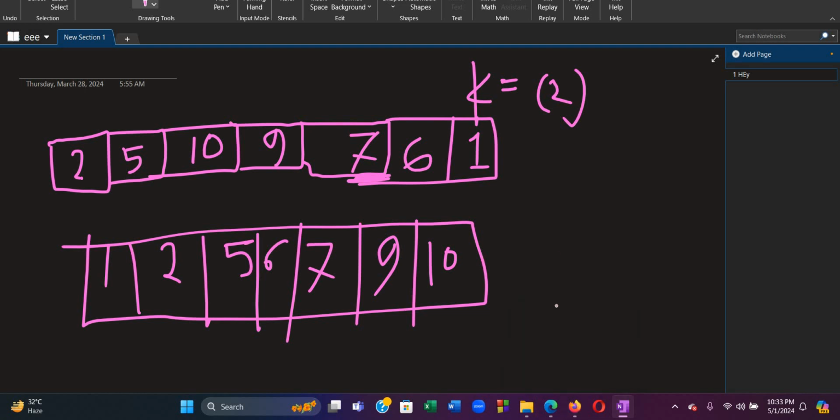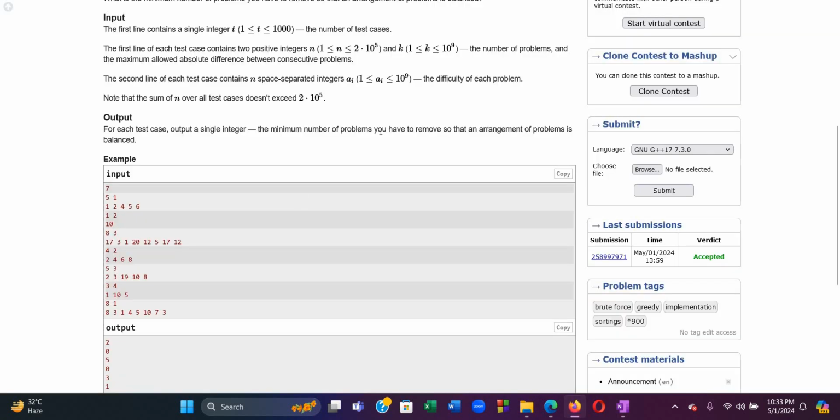What I mean is you would not want to remove that much. You would want to minimize the number of elements you remove, in order to have such an arrangement which would satisfy the condition. What is the condition? Each and every adjacent position's absolute difference should be less than or equal to k.